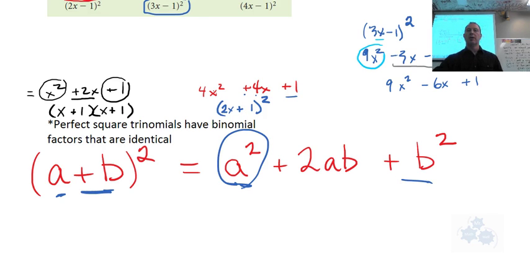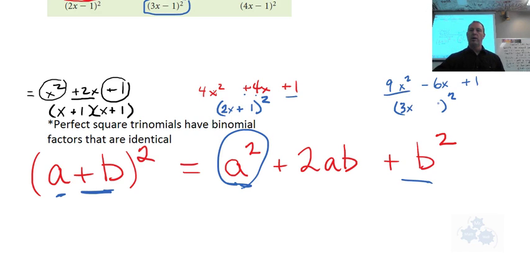And the same thing over here with this one: we're going to have a binomial that's squared. So what's the square root of 9x squared? It's 3x. What's the square root of 1? It's 1. This is a negative 6. So in order to get 2ab, this would have to be a negative. And that's how you do that. That's a perfect square trinomial.